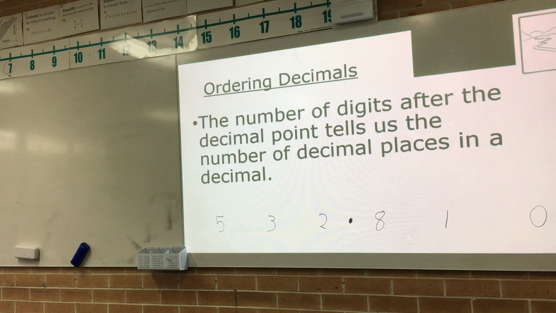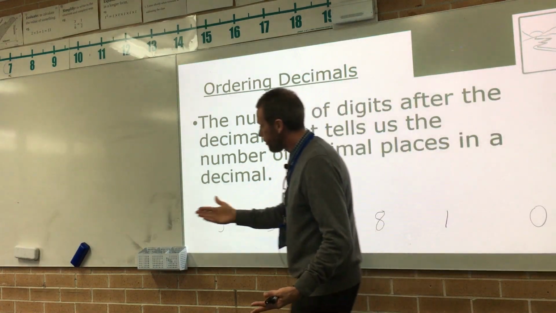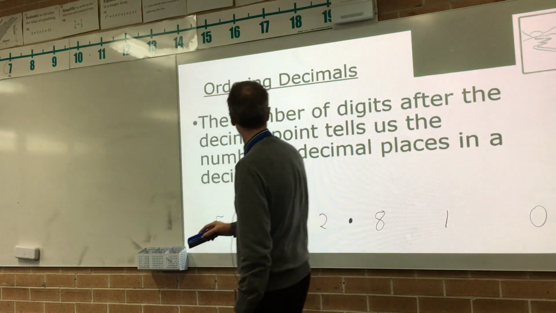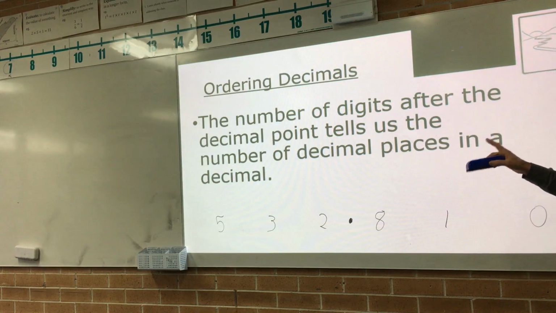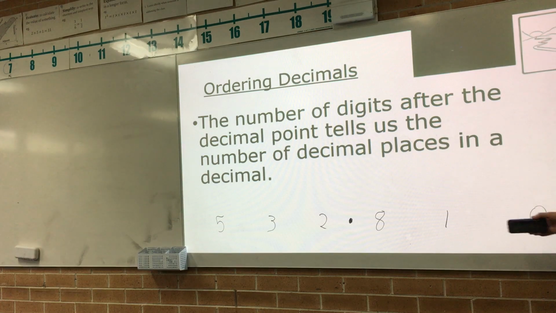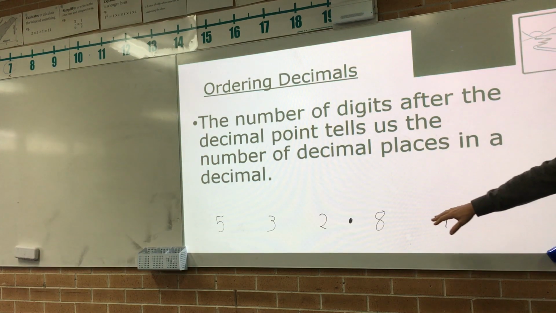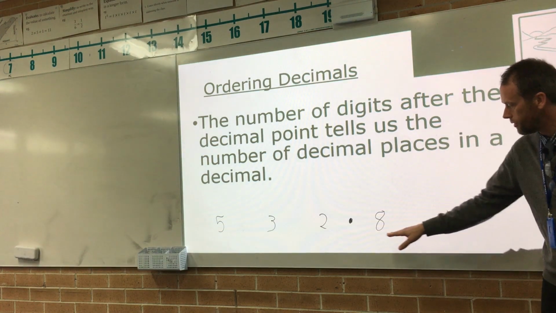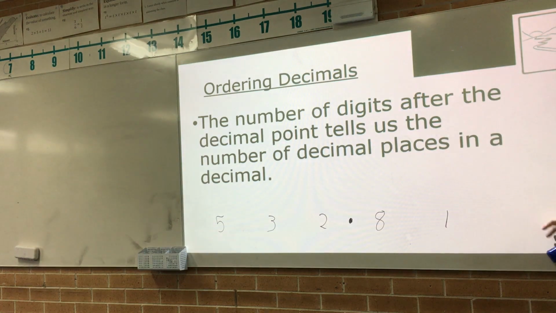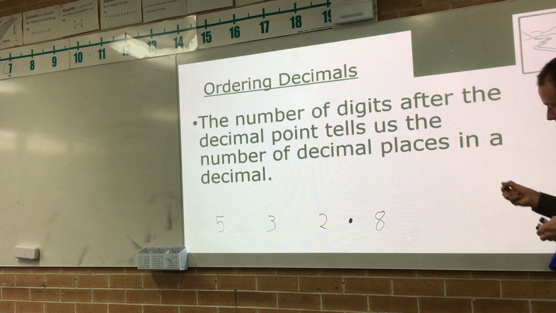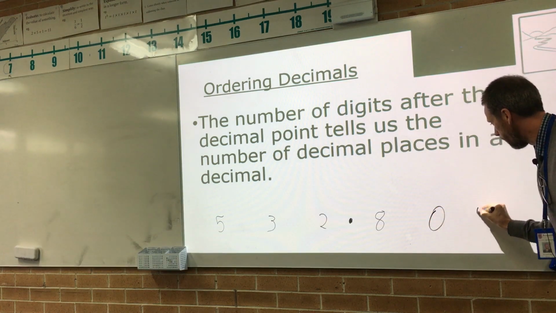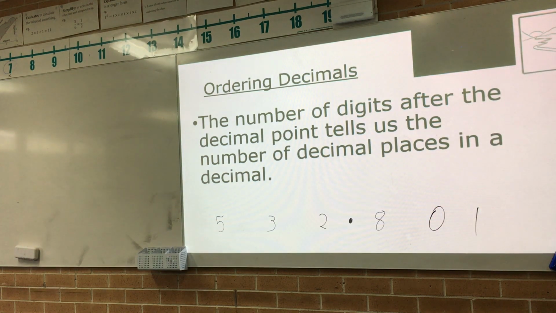Let's keep going, because we also want to be able to order decimals. The number of digits after the decimal point can help tell us the number of decimal places. This one, for example, 532.81 has 2 decimal places. If I was to change that slightly and make it 0.01, then it would have 3 decimal places if we're dealing with that sort of question.